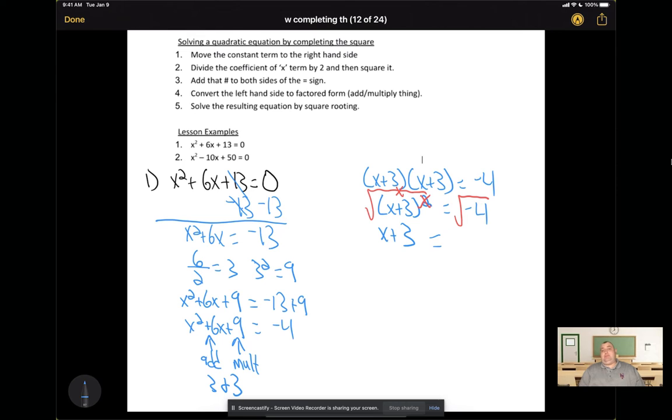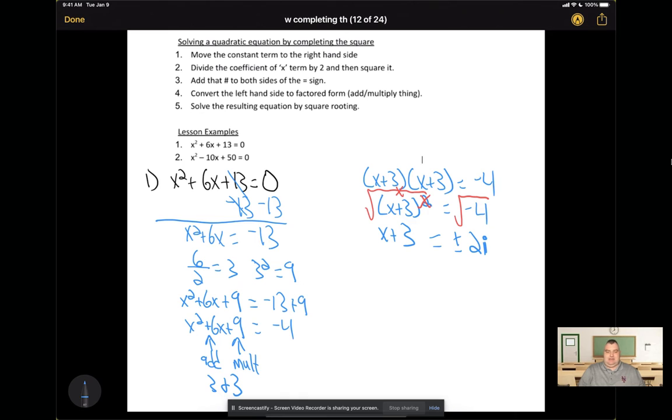This is where complex numbers come in. The square root of positive 4, if it were the square root of positive 4, we would say that the answer is positive and negative 2. But because we're dealing with the square root of negative 4, it's going to be positive and negative 2i. Positive and negative 2i. So I end up with x plus 3 equals positive and negative 2i.